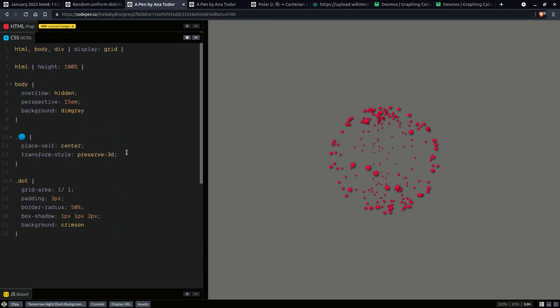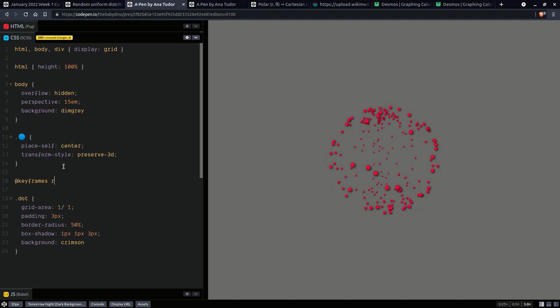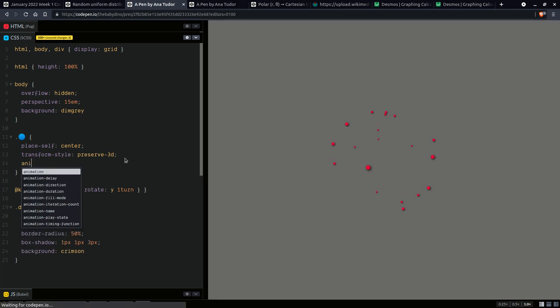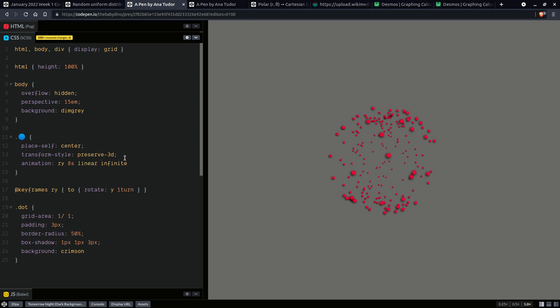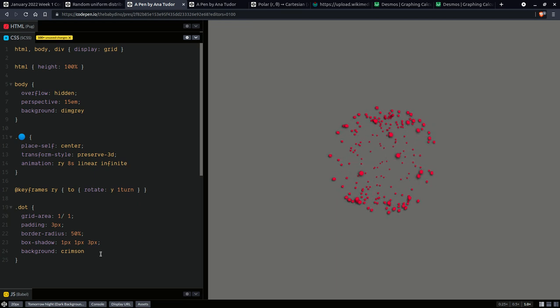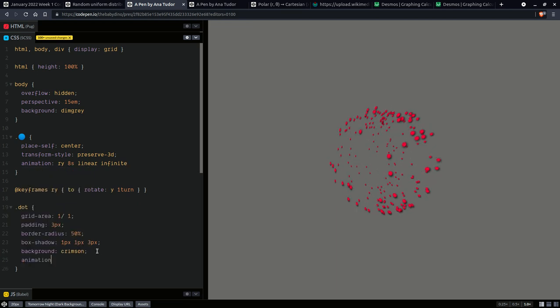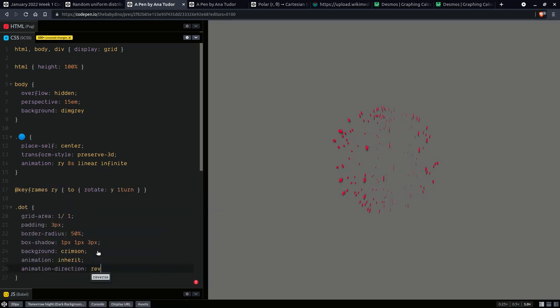And let's say we're going to add some animation. So we're going to have keyframes. And this is going to go to a rotate Y 1 turn. And here we're going to have animation, 8 seconds, linear, infinite, right? But we don't like how we see those dots from the side, so let's fix that. Animation, inherit, and then animation direction, reverse.